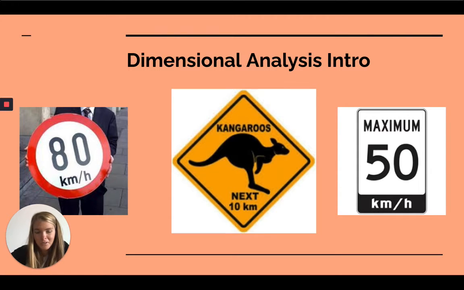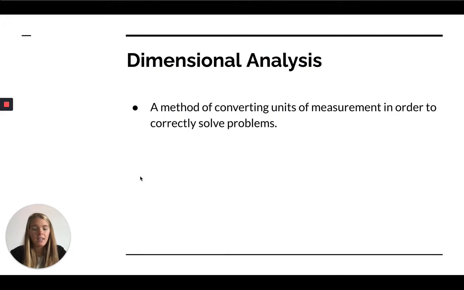Yeah, you're not going to do dimensional analysis in your car, but it's good to know how these different units relate and how things can be transferred from one form of unit to the next. So what dimensional analysis is, it's a method of converting units of measurement in order to correctly solve problems. So dimensional analysis is literally turning one unit into a different unit. So going from seconds to hours, going from miles to kilometers, going from grams to milligrams, or centimeters to millimeters, all of which we're going to do in chemistry.